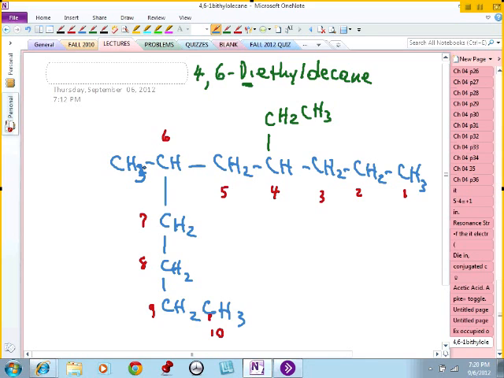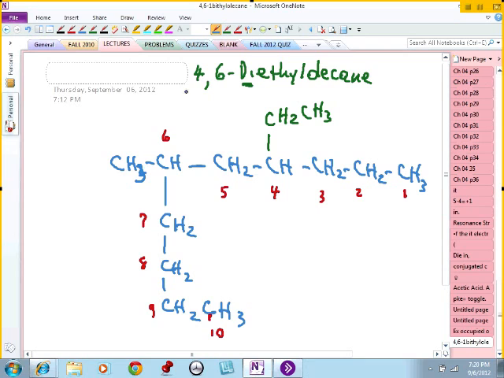Okay? Supposing that is what we have. What will be the name? In this case, you have 2 different branches, right? What are the branches? No, just give me the name of the branches. Methyl and ethyl. In that case, you got to name the branches in alphabetical order.